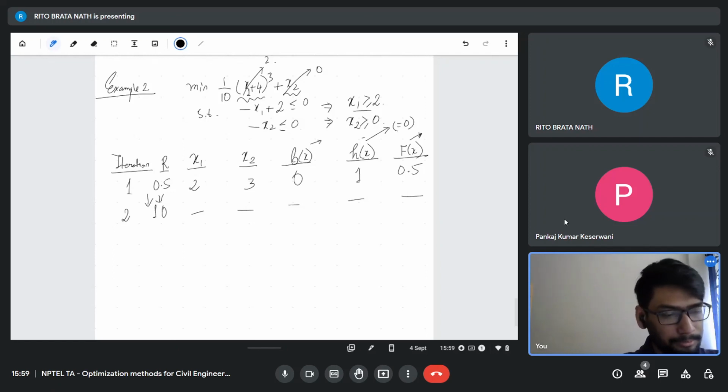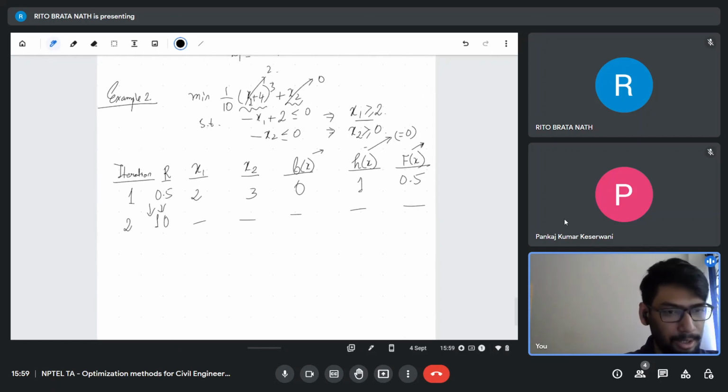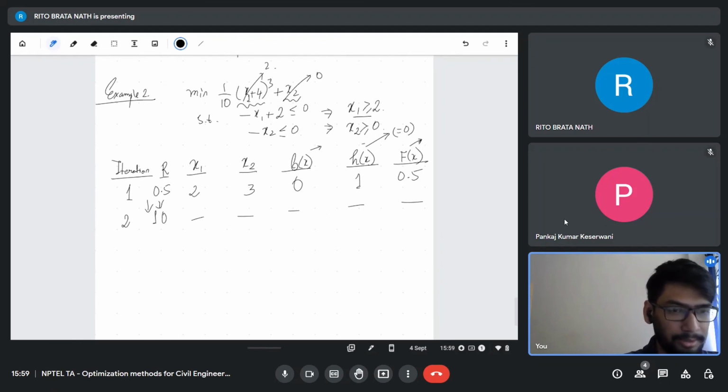I think this week's content was pretty simple compared to the previous one. Just be careful with the inequality constraints and the signs of those lambdas that I talked about. Corresponding to those lambdas, you have to take them as greater than or equal to 0. An equality constraint doesn't have any restrictions on the sign of the Lagrangian multiplier. Those are the things you have to keep in mind.